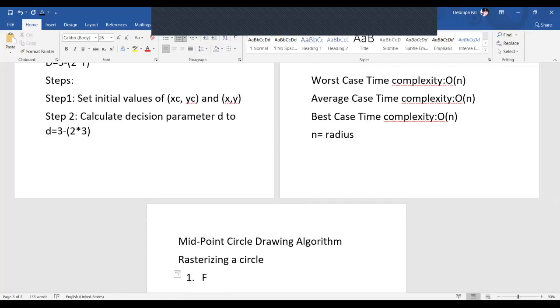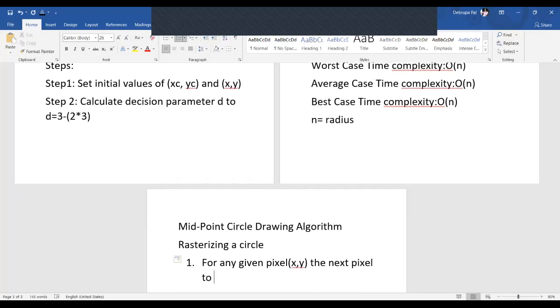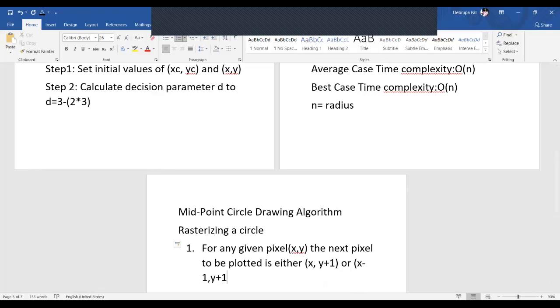First point is, for any given pixel x comma y, the next pixel to be plotted is either x comma y plus 1, or is x minus 1 comma y plus 1.